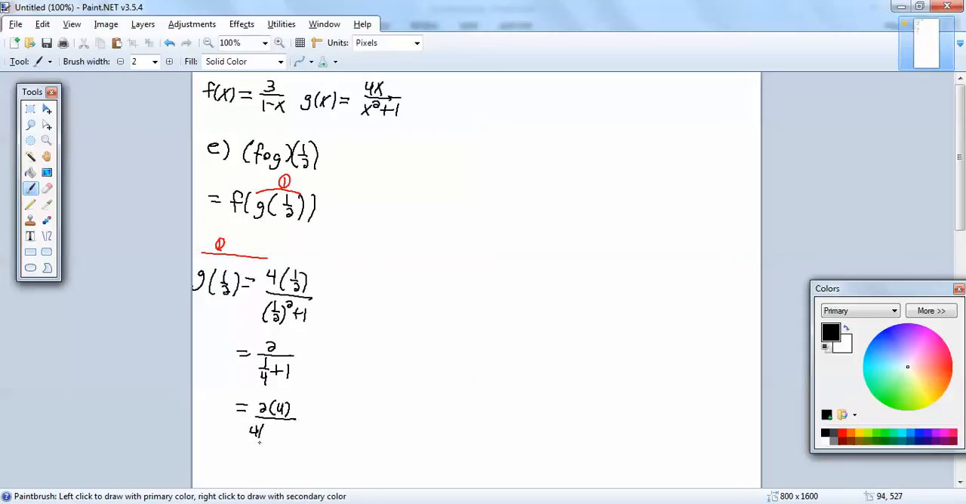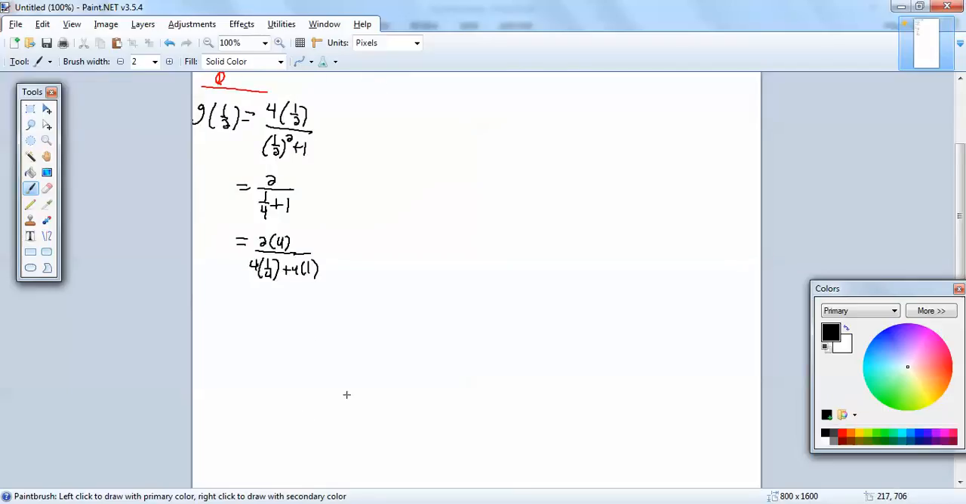Got 2 times 4, 4 times 1/4 plus 4 times 1. So that gives us 2 times 4 is 8. Those 4's cancel, and I got 1 plus 4 times 1 is 4, which gives us 8/5. So g of 1/2 is equal to 8/5.